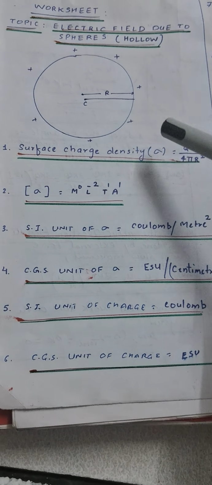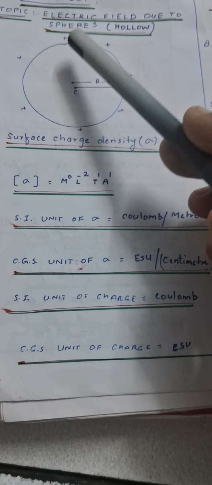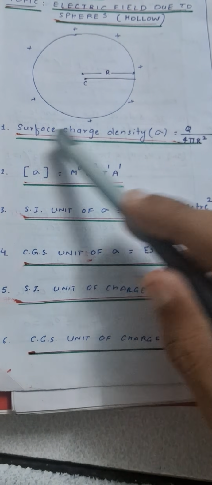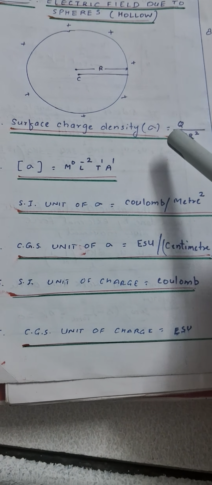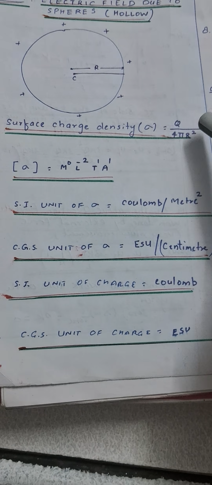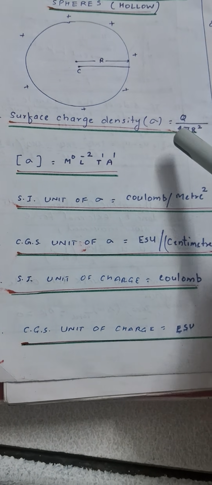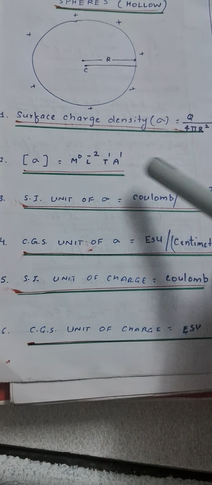The first one is a hollow sphere, and charge is distributed on the surface as shown over here. So the first question is surface charge density. Surface charge density is charge divided by the area. Charge here is Q, area is 4 pi r square. So we have surface charge density as Q by 4 pi r square.